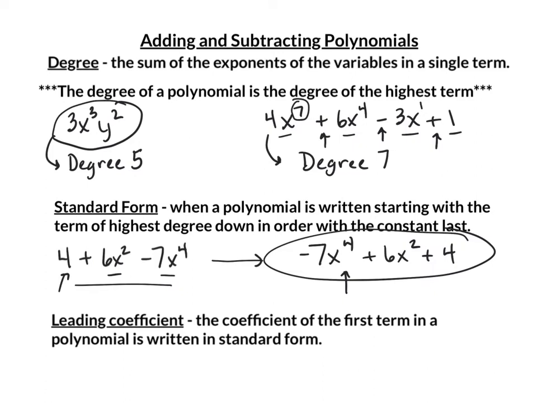When I put a polynomial in standard form, the leading coefficient is the coefficient of the first term in the polynomial. In this case, the leading coefficient is negative 7. Leading means in front, but remember that's only when it's in standard form.